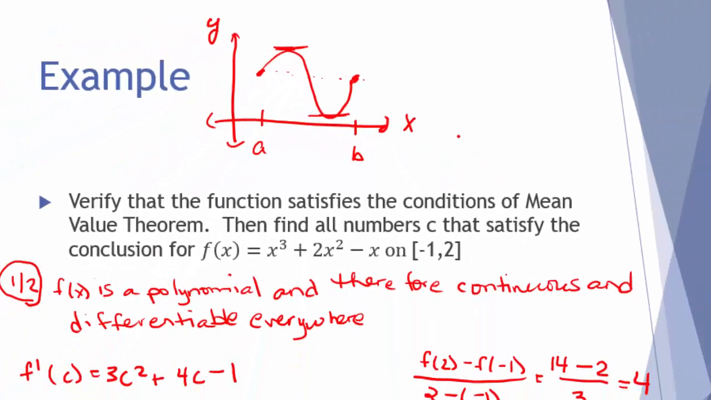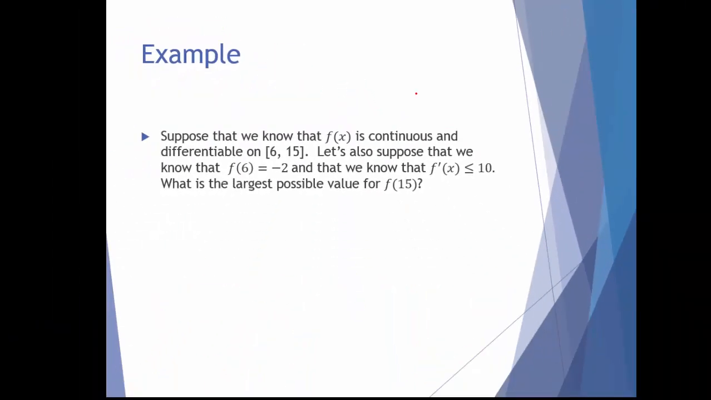Let's take a look at one more example. Suppose that we know f of x is continuous and differentiable on the interval from 6 to 15. Let's also suppose that we know that f of 6 happens to be equal to negative 2, and we know that the derivative of f for all x is less than or equal to 10. What is the largest possible value for f of 15?